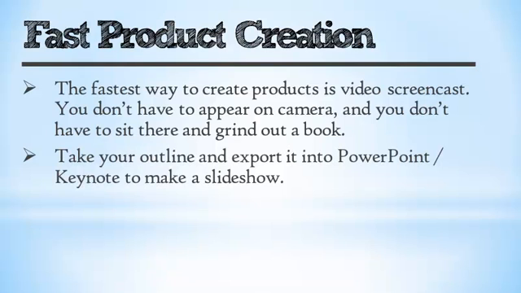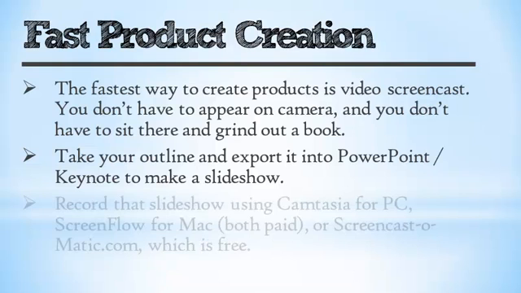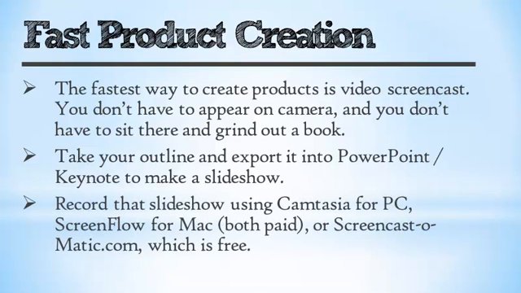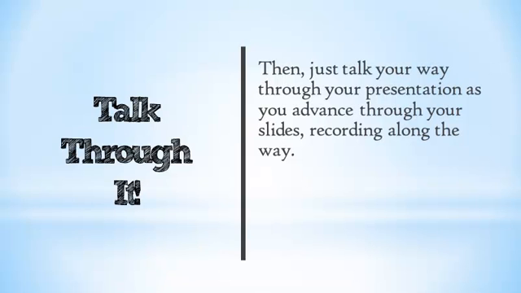So all you have to do is take your product outline and export it into PowerPoint, or Keynote if you have a Mac, to make a slideshow. And then what you do is record that slideshow using Camtasia if you have a PC or ScreenFlow if you have a Mac. Both of those cost money, or there's a website called screencast-o-matic.com which is free. Basically, you take your information, organize it into a slideshow just like I've done here, and then go through that slideshow and talk your way through it.